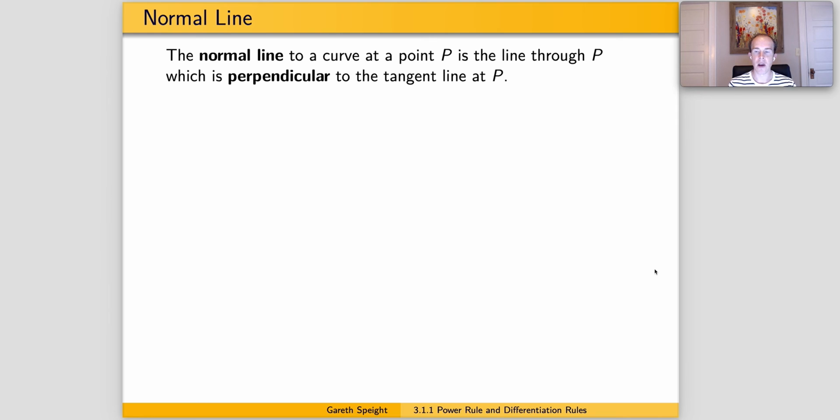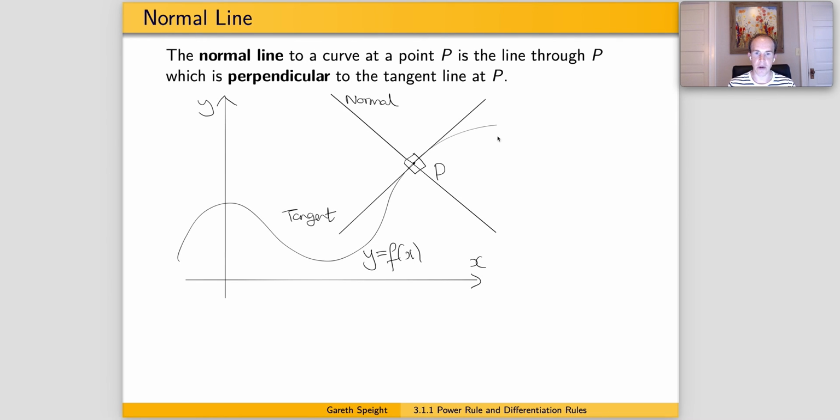Okay, so now that we managed to compute some more derivatives, let's see one more application, which is finding the normal line. So it's very similar to finding the tangent line, except whereas the tangent line passes through the point and it's parallel to the curve, or has the same slope as the curve, the normal line is perpendicular to the curve. So here is the picture. So we have some curve, we have the tangent line, and basically the normal line is the line that passes through the same point and it's perpendicular to the tangent line.